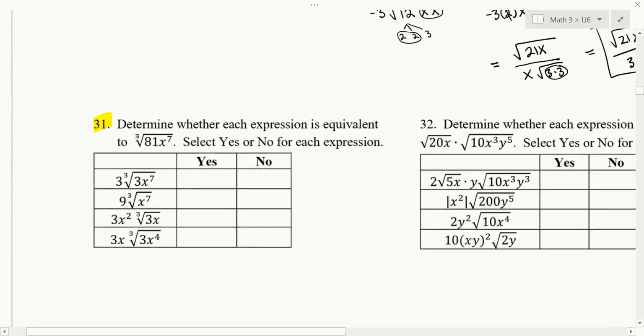We need to determine whether each expression is equivalent to the cube root of 81 x to the 7th. So the cube root of 81 x to the 7th. 81 is 9 times 9. 9 is 3 times 3. Looking for sets of 3 things. X to the 7th.